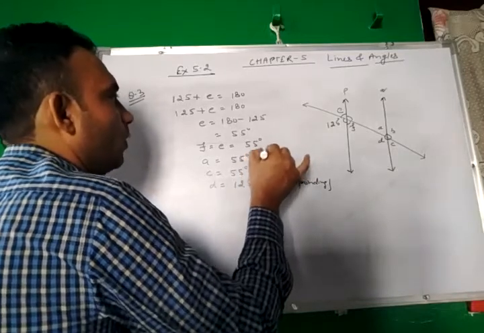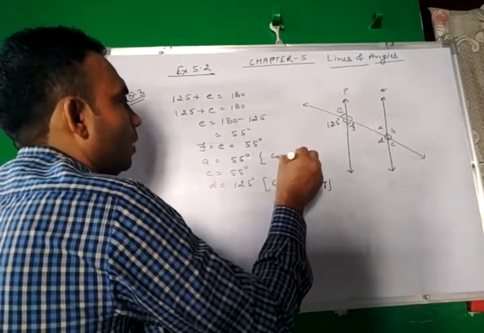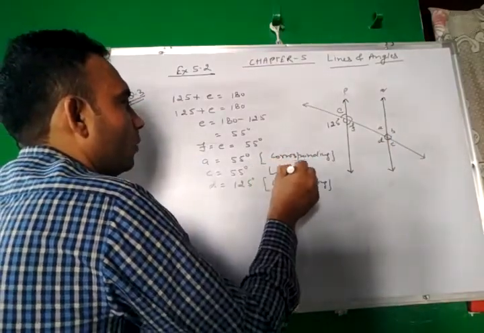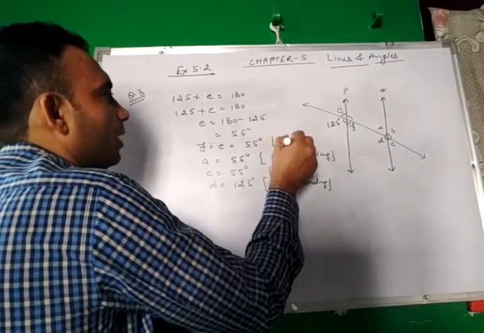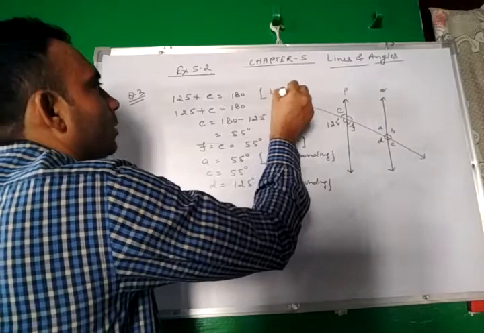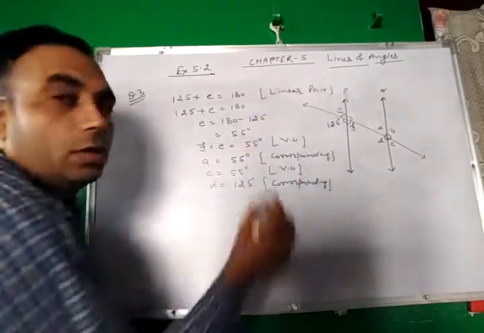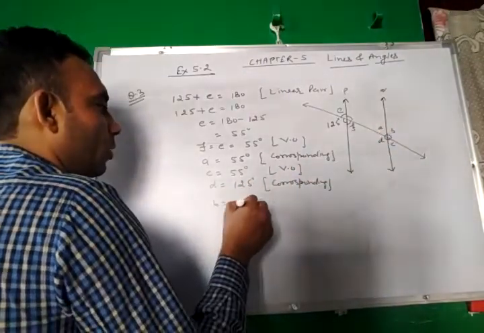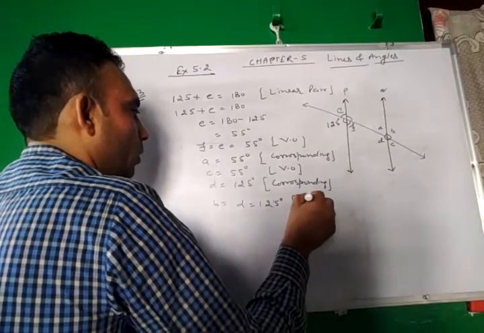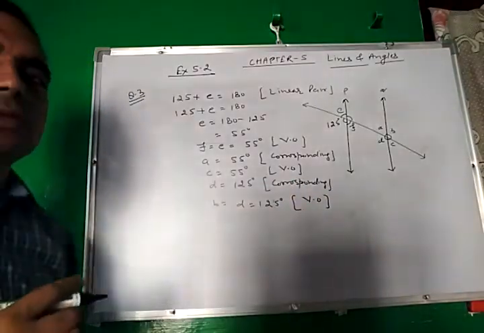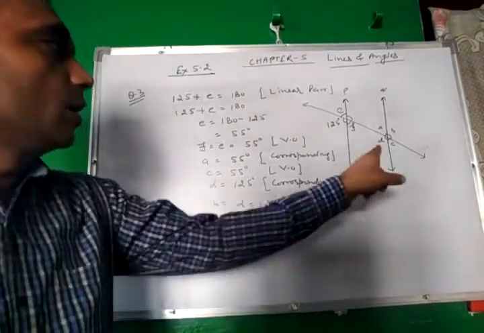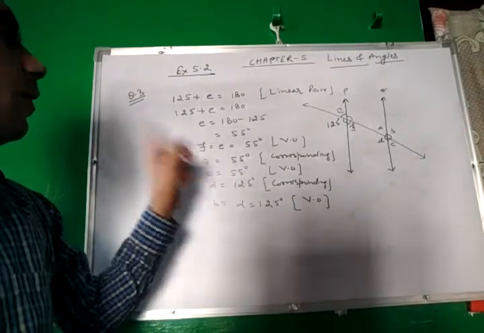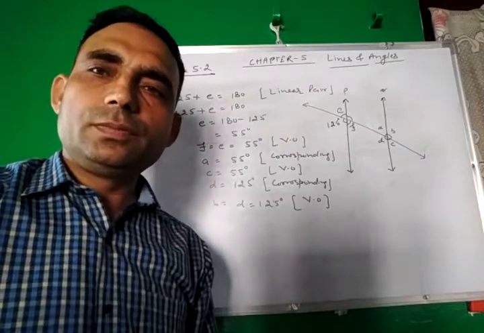A is equal to 55 by the property of corresponding angles, and C is equal to 55 by the property of vertically opposite angles. F is by the property of vertically opposite angles, and E is by the property of linear pair. Now B is again vertically opposite to D, so B is equal to 125 degrees. So these are A, B, C, D, E and F. These are all the angles.